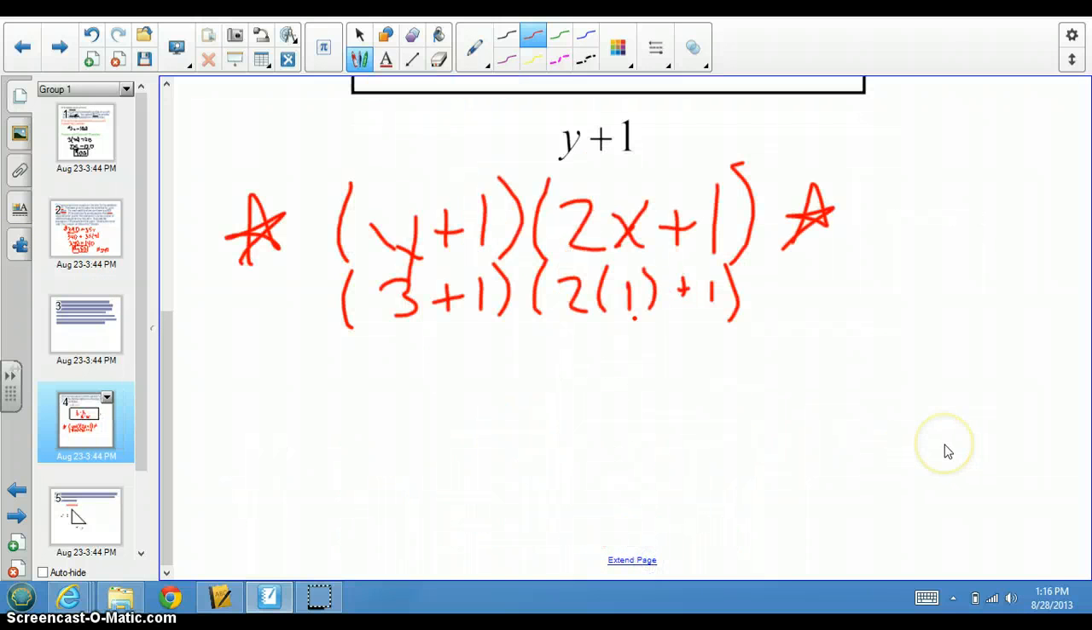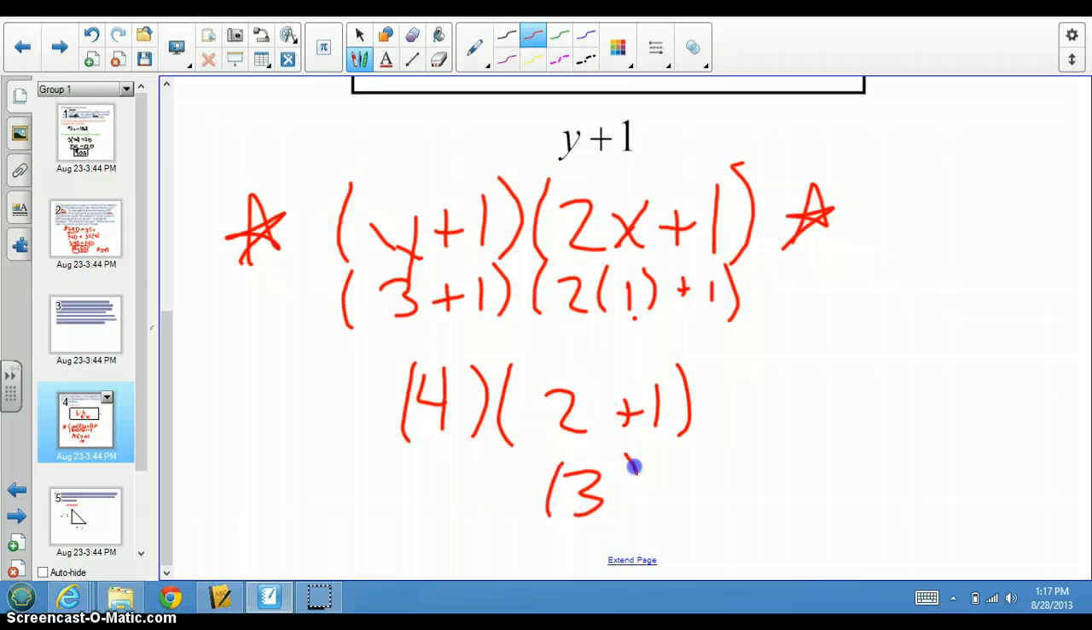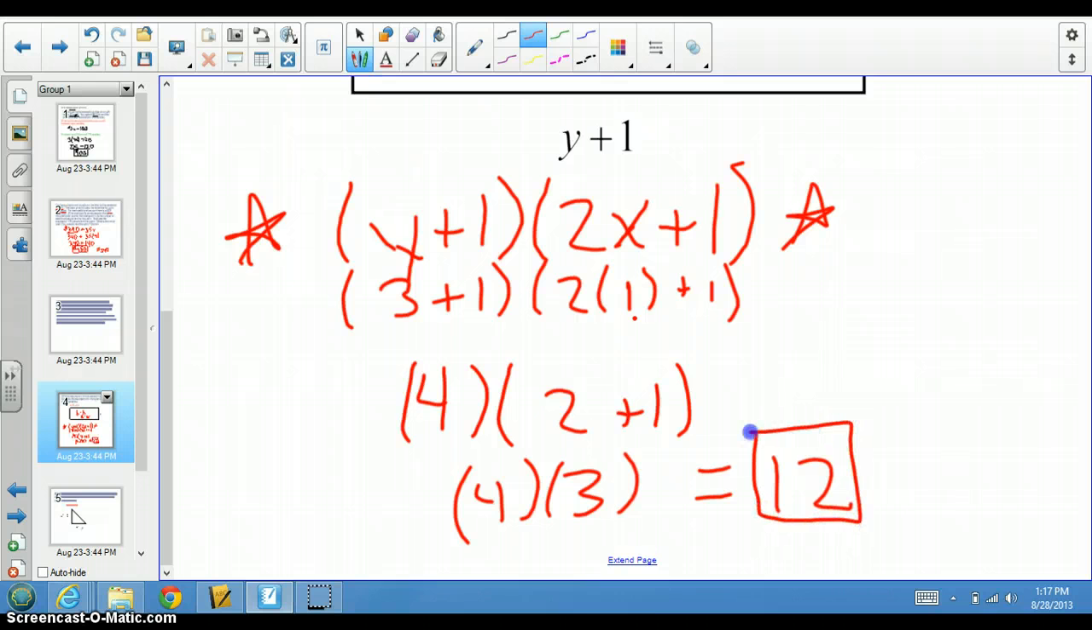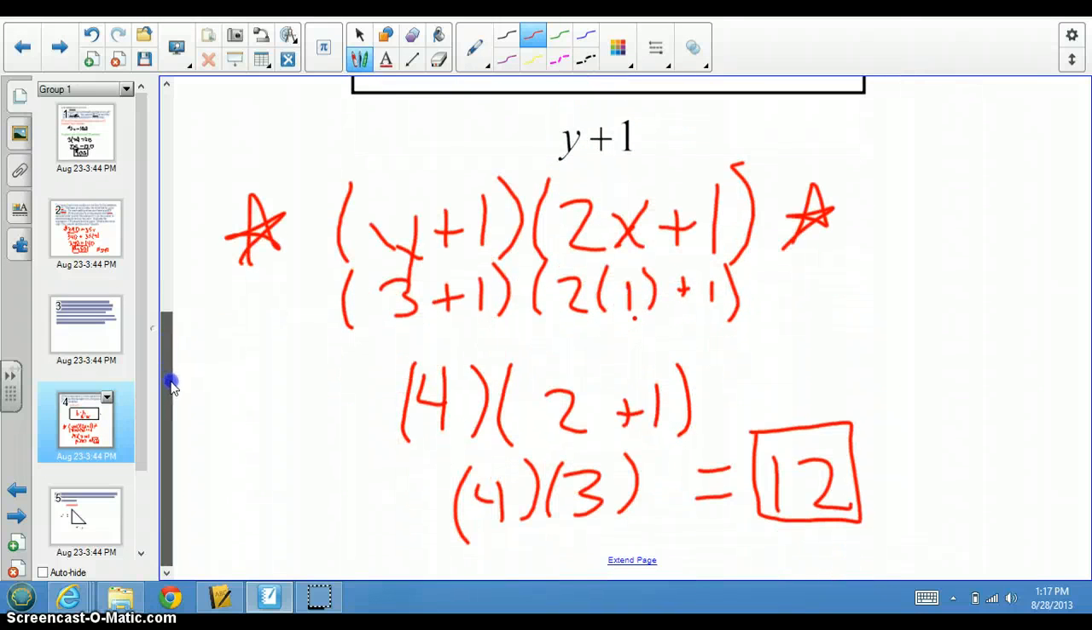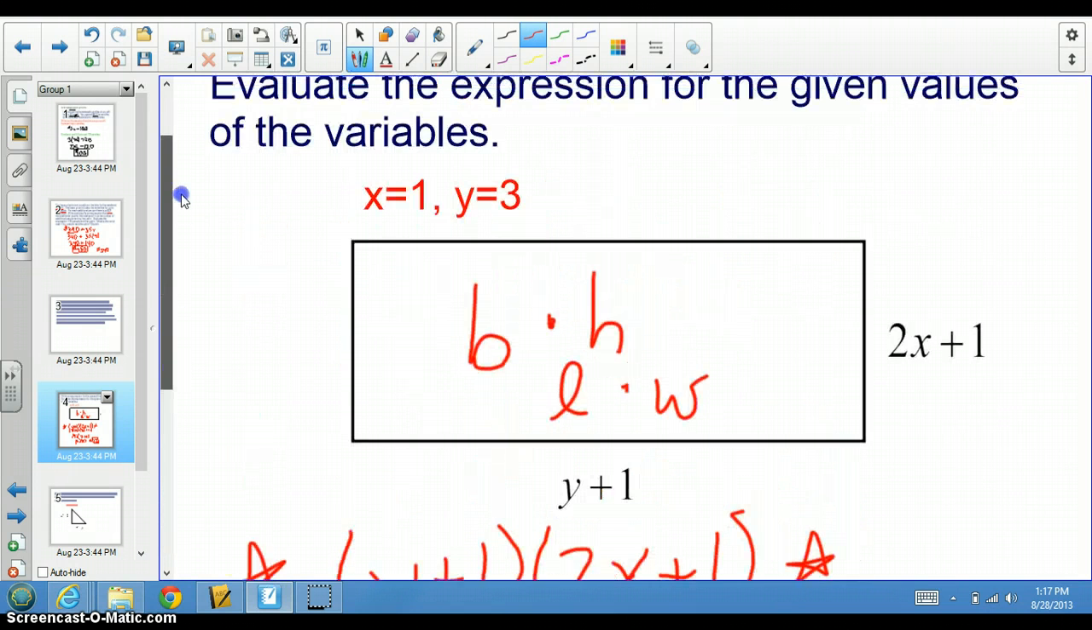So now 3 plus 1 is 4. 2 times 1 is 2 plus 1. I still got to combine terms there. 4 times 3 equals 12. So 12 square units. So you see, first we wrote an expression where my stars are. Then we evaluate it when x equals 1 and y equals 3.